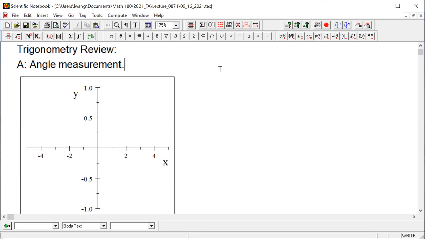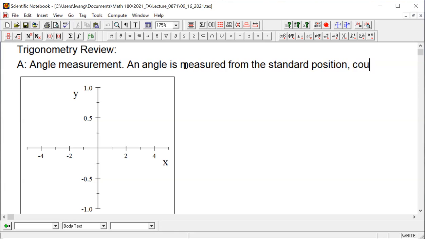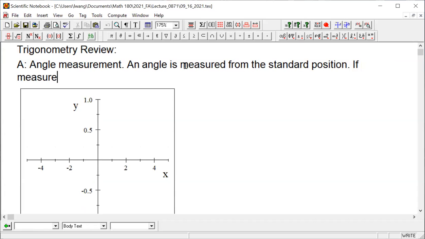Angle measurement. Every angle is measured from the standard position. We know what the standard position is, right? Counterclockwise, if measured counterclockwise.